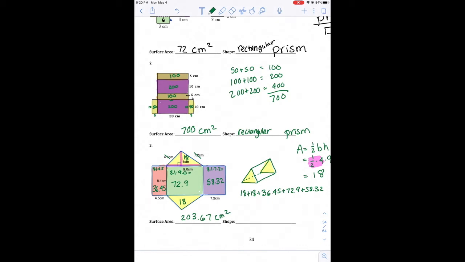And then what shape is this? Well, we've talked a lot about how it's a prism already because it has two bases. But can you come up with the first word? This is a triangular prism because the bases are triangle shapes. The sides that are not rectangles are made of triangles. That's how you know it's a triangular prism.